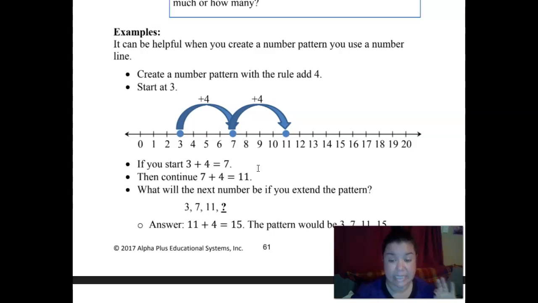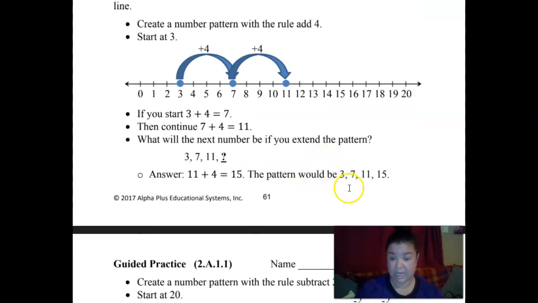Okay, so if we're going to extend the pattern, that means make it continue. What's it going to be next? So we started with 3, 7, 11. We need to go up 4 from 11. 1, 2, 3, 4. What is this number? 15. So our next number in our pattern, if our pattern is to add 4, would be 15. 11, 12, 13, 14, 15. So 11 plus 4 is 15. So our pattern is 3, 7, 11, 15. You see that? Yeah, this is going to be really easy.